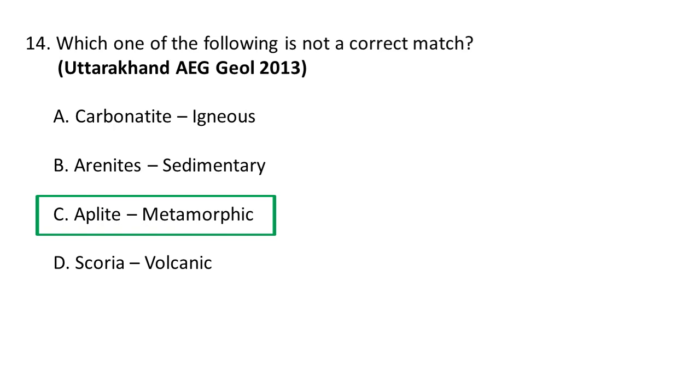Aplite is an intrusive igneous rock with a granitic composition. It is made up of quartz and feldspar. It may also contain small amounts of muscovite and biotite. Aplite is usually white or light grey in color. So C. Aplite metamorphic is not a correct match.